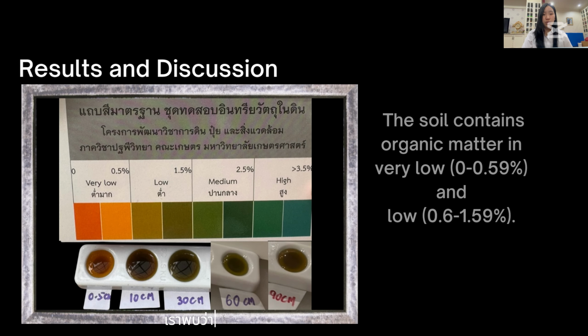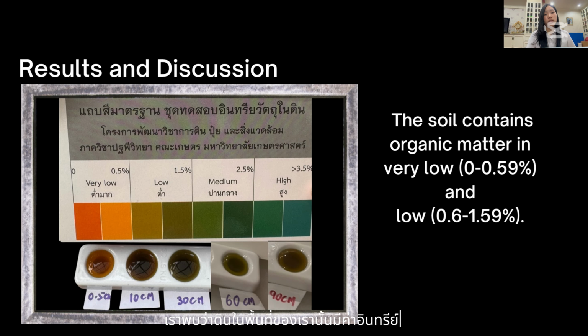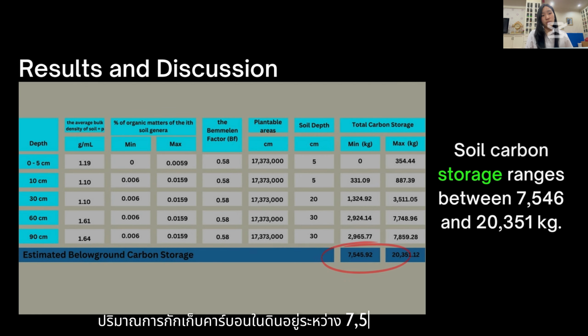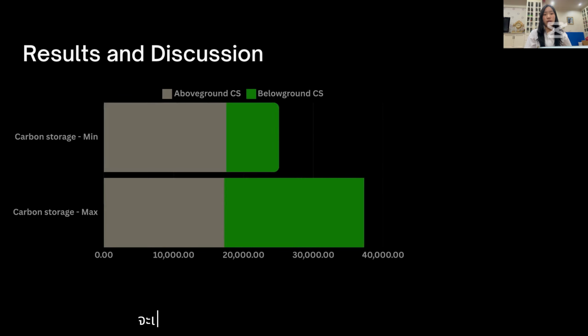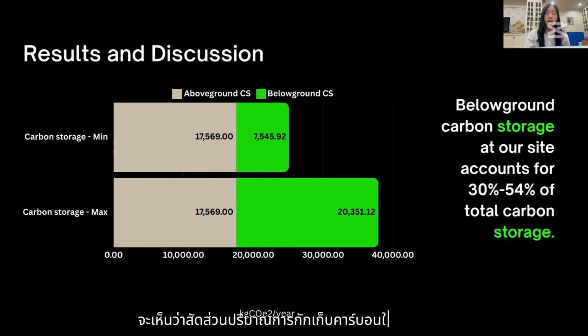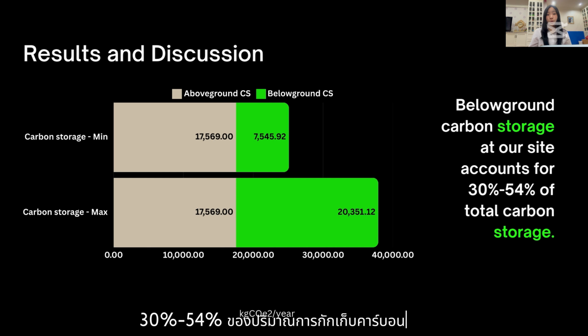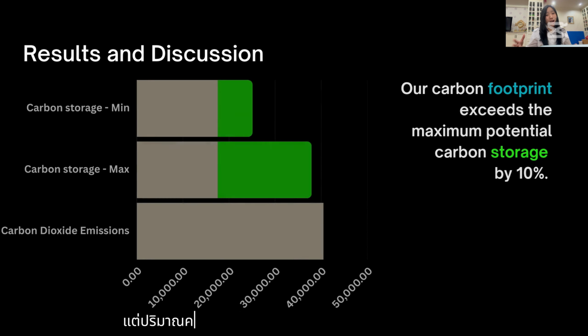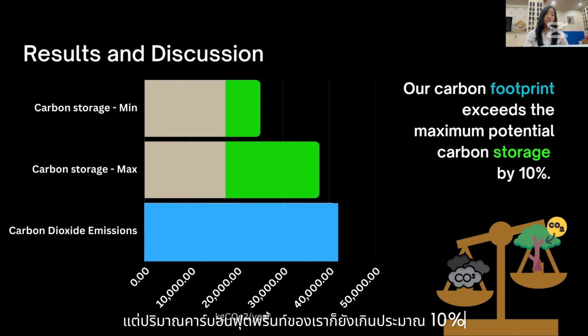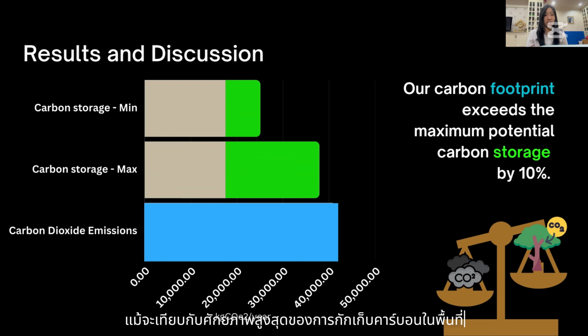We can see that the soil in our area contains low to very low organic matter. Soil carbon storage ranges between 7,546 to 20,351 kilograms. We can see that below ground carbon storage accounts for approximately 30 to 54% of total carbon storage, and yet our carbon footprint exceeds the maximum potential by 10%.